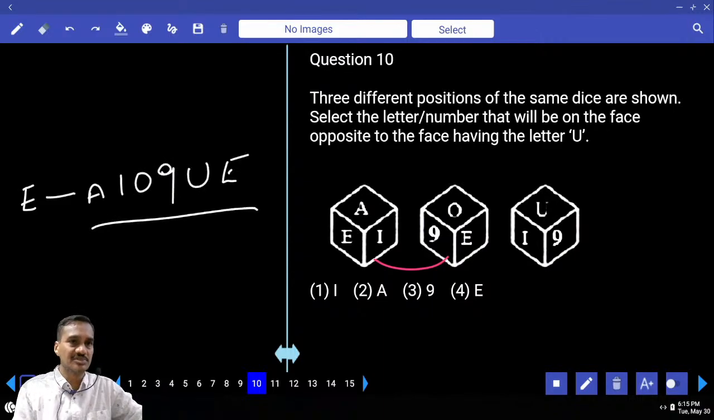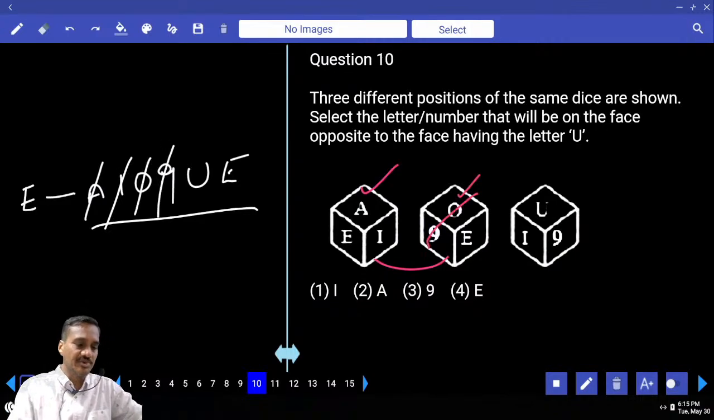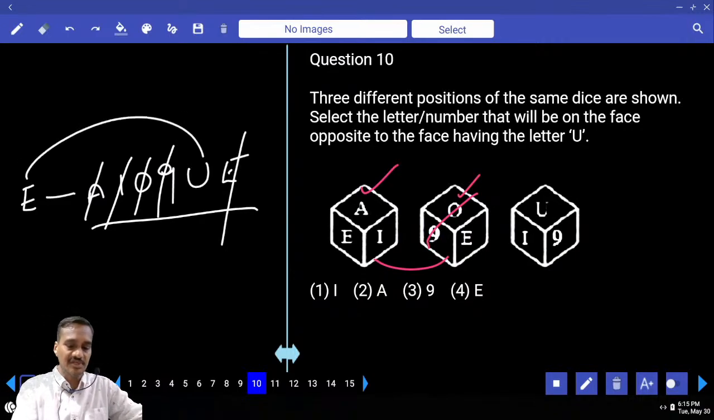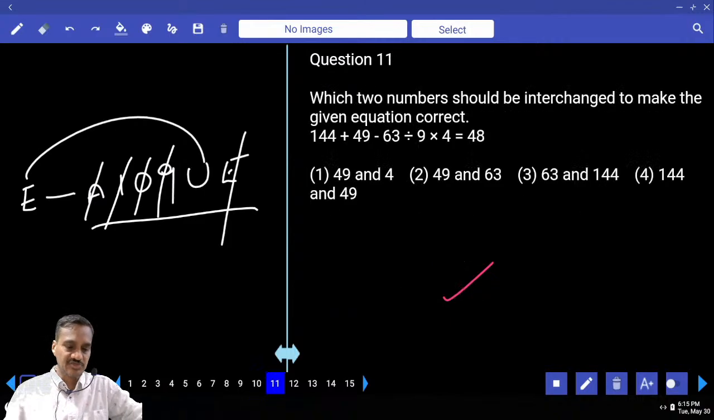That's it, right, 6 elements, out of which first one. And E is adjacent to A and I, hence A and I cannot be opposite to E. And again, E is adjacent to O and 9, they cannot be opposite to E. And E cannot be opposite to E. Then what is left over here? E and U are opposite, that is U's opposite is E. Remaining 4 are adjacent, one will be opposite. The next one, 11th one.